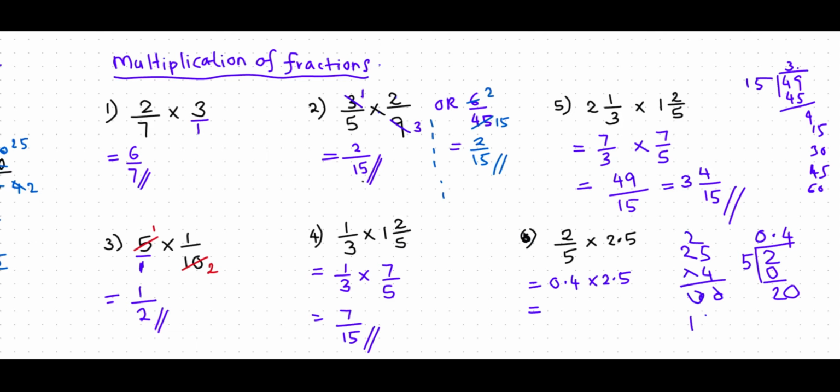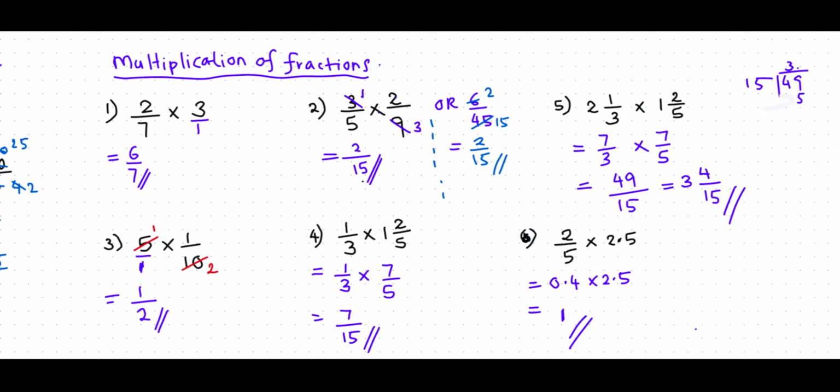First one, 0.4, one decimal place. 2.5, another decimal place. Altogether, two decimal places. So we count two places from the end of the number, 1, 2, and keep the decimal point. 1.00. 1.00 means 1. There's no value. 00. It's 1. We have to keep two decimal places for the answer. Multiply the numbers, ignoring the decimals. Then count the number of decimals and keep it.